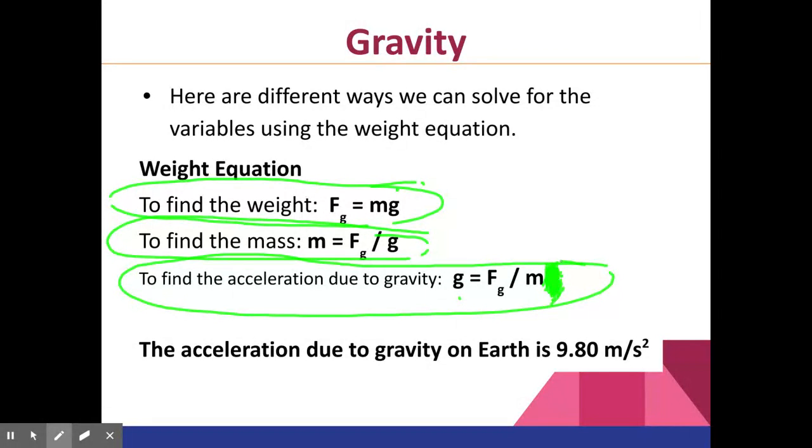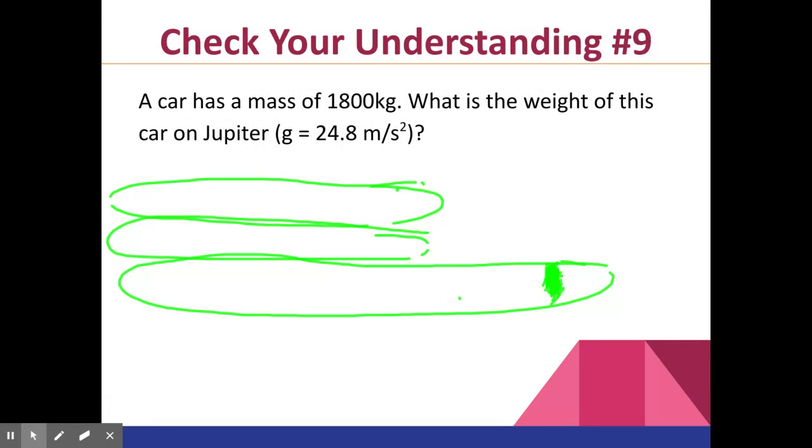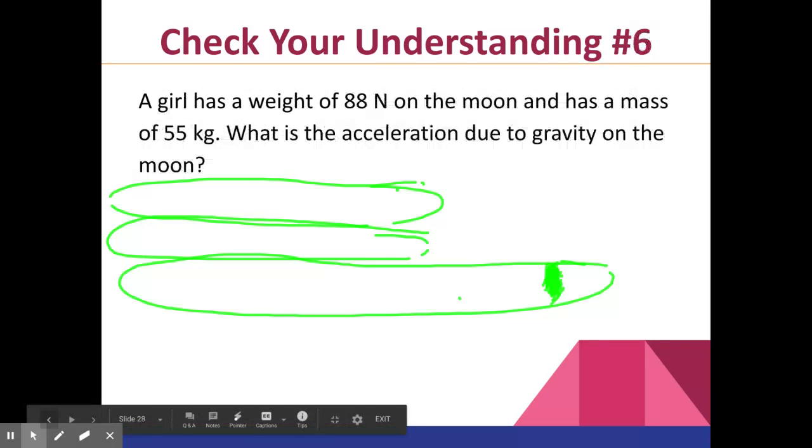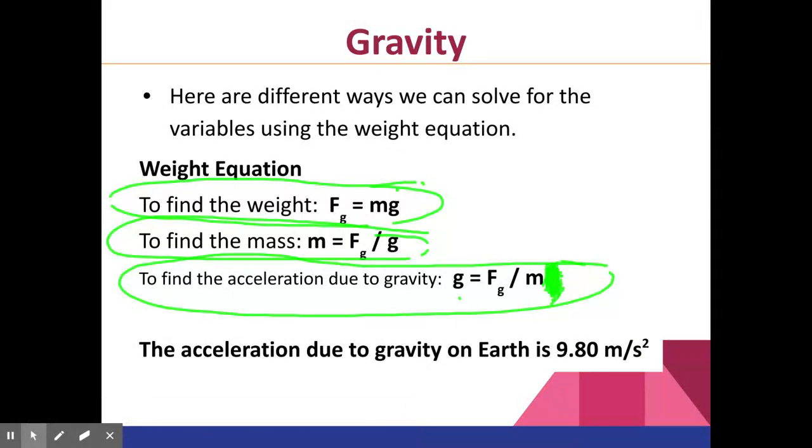Okay. And then the last thing I'll leave you off with here, on this long, thick set of notes: the acceleration due to gravity on Earth is 9.8 meters per second squared. Okay. So 9.8 meters per second squared is the acceleration due to gravity on average on Earth.